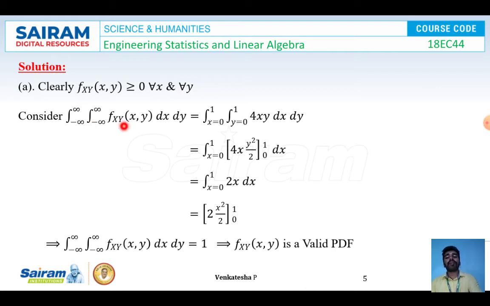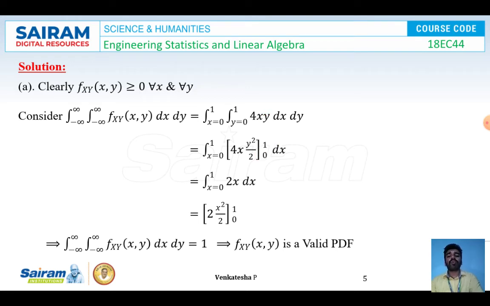fxy of x comma y dx dy. So now I am replacing the joint PDF as 4xy between the limits x is equal to 1 and y is equal to 1. So the integral x from 0 to 1, y from 0 to 1, 4xy dx dy. Integrating this function with respect to y, we got y square by 2. So I got the expression integral x from 0 to 1, keeping 4x as it is, y will become y square by 2 into dx between the limit 0 to 1.